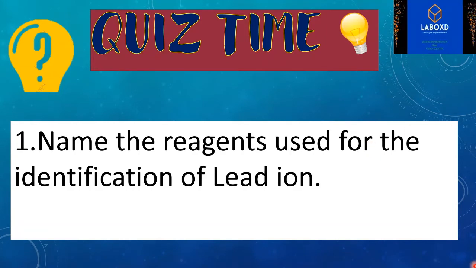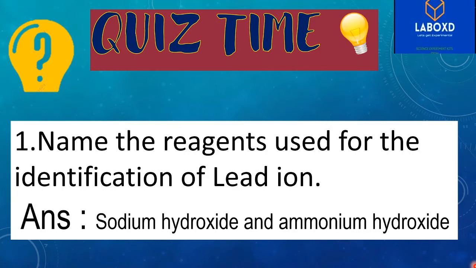Quiz time! Name the reagents used for the identification of lead ion. Sodium hydroxide and ammonium hydroxide.